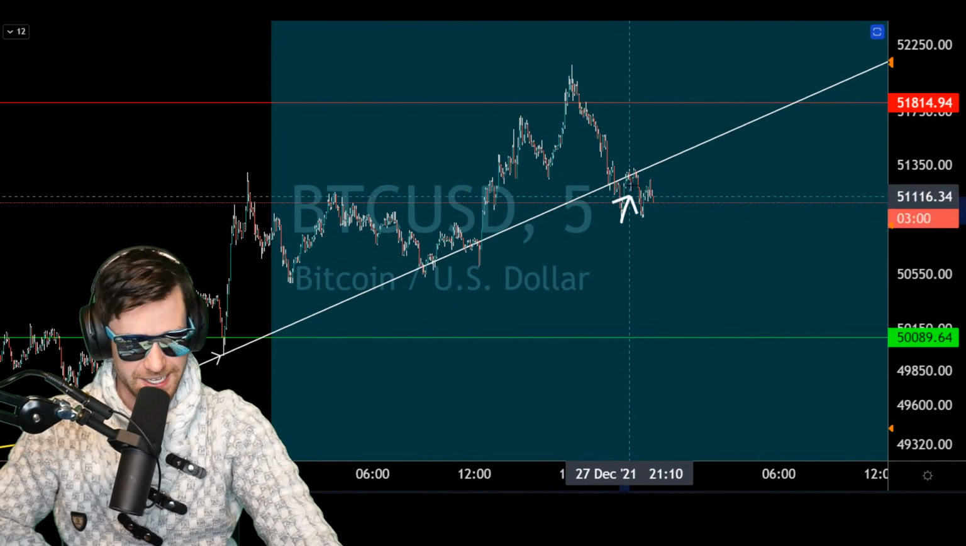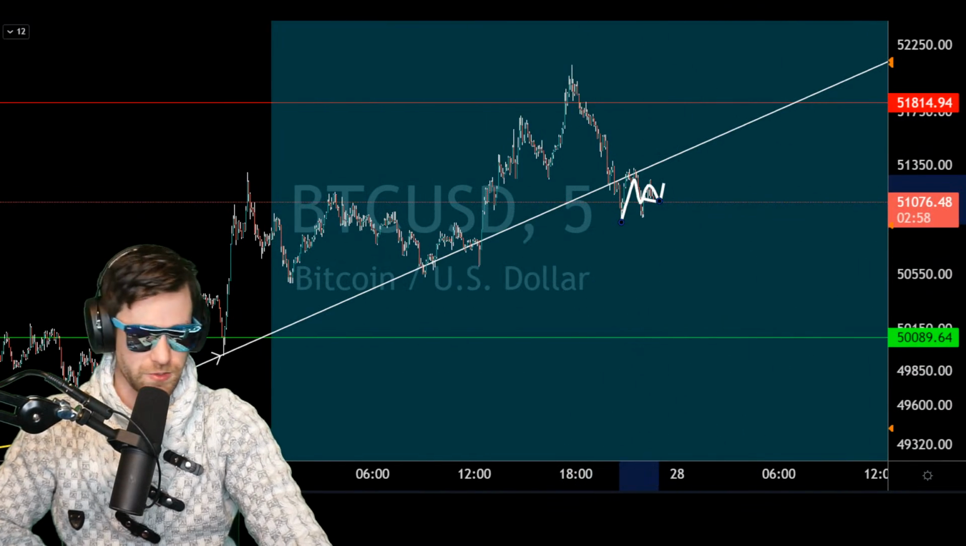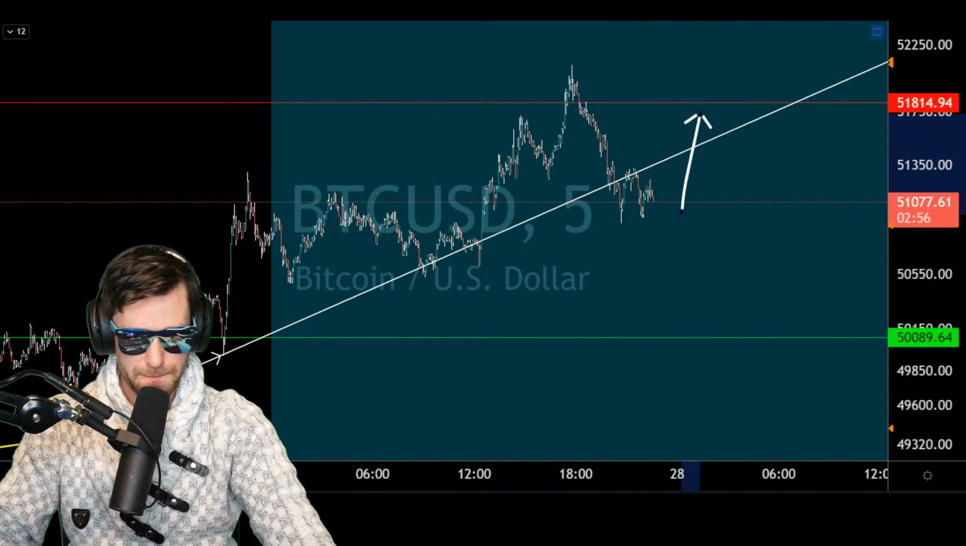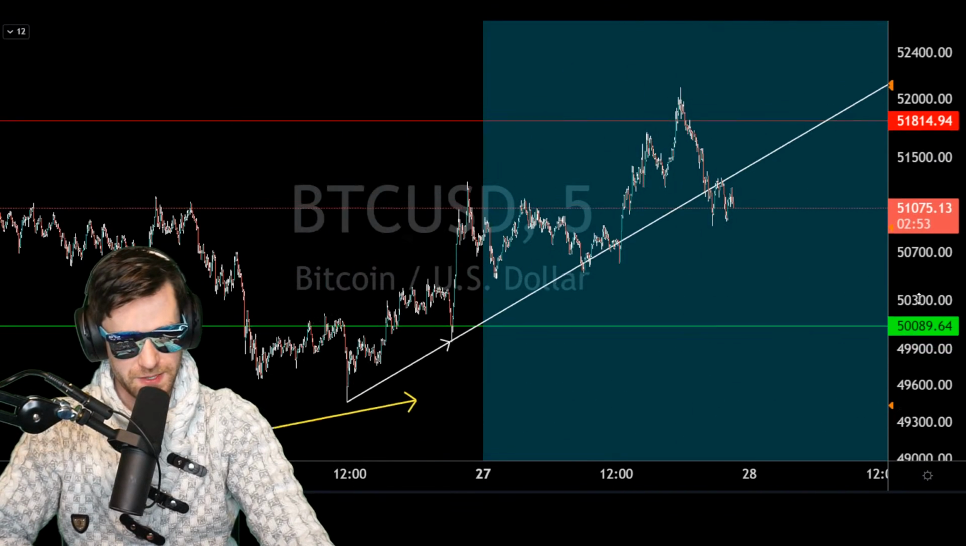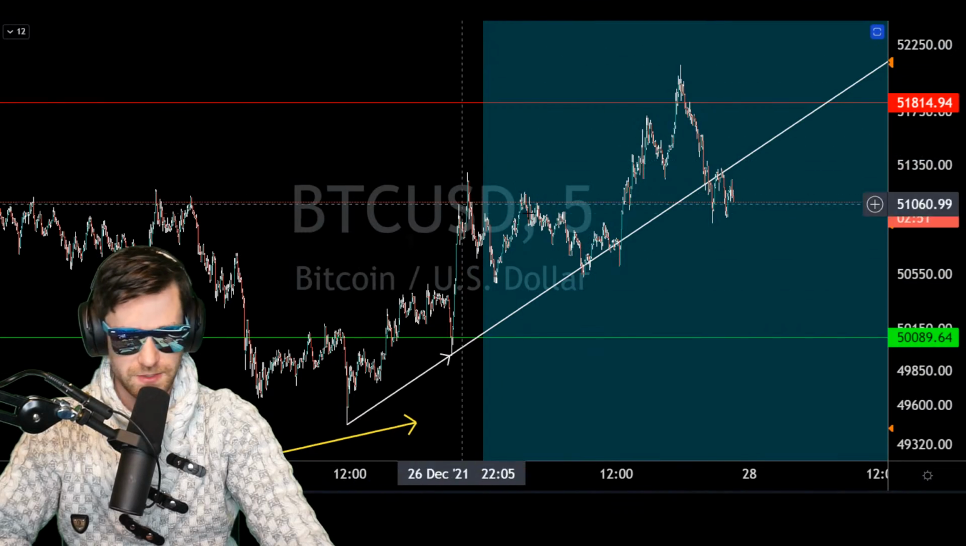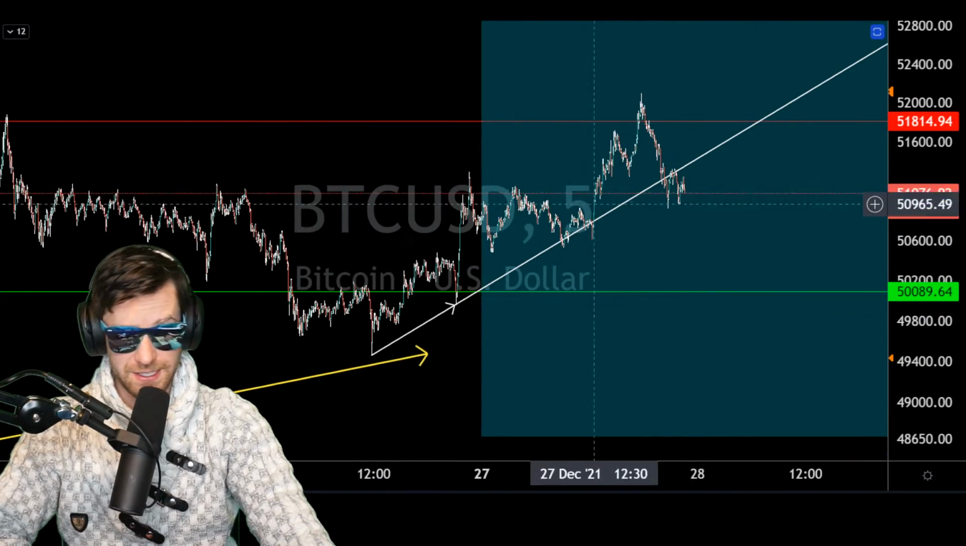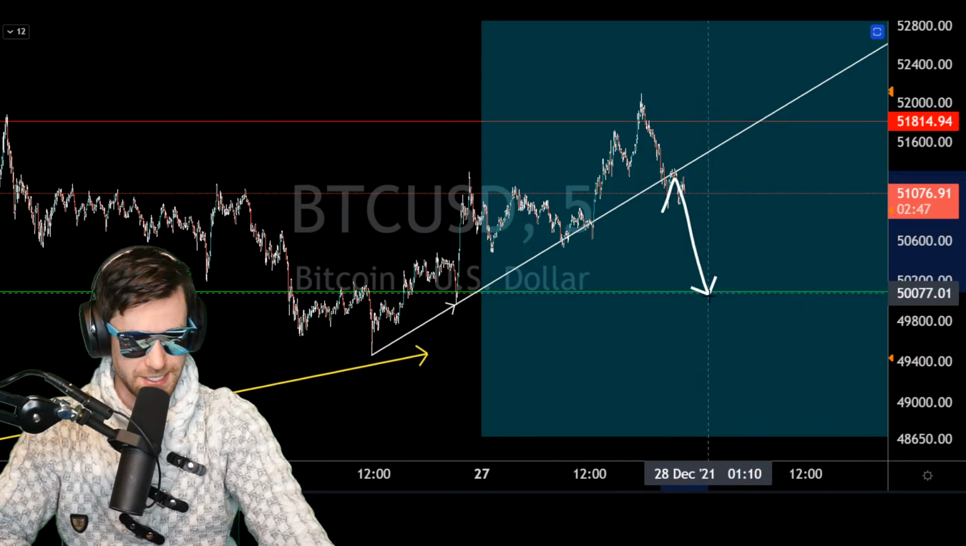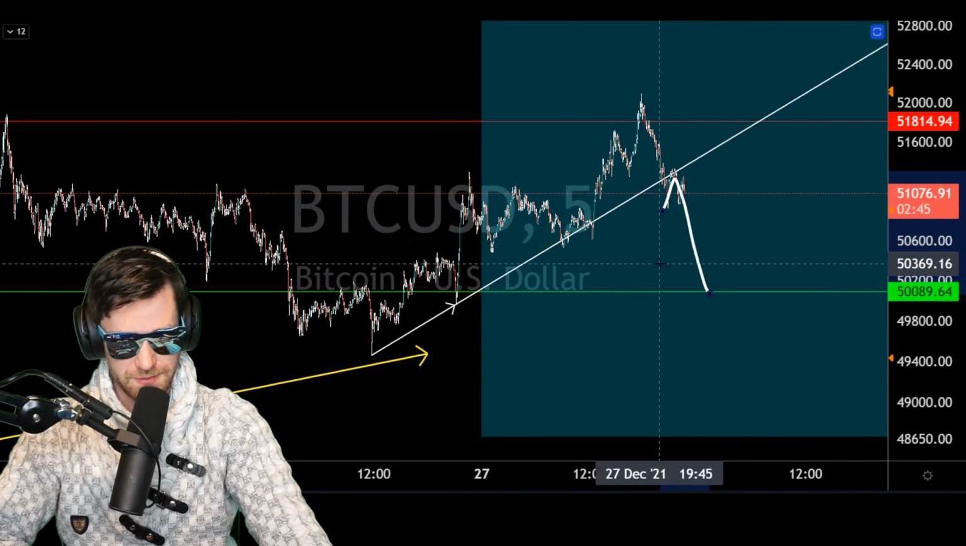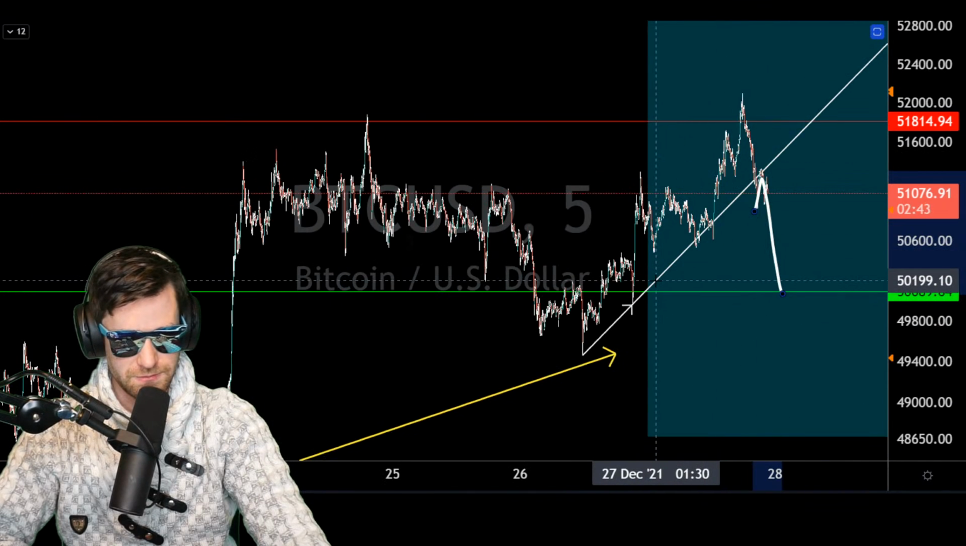And to see this hanging out here, not really making lower lows or higher highs, I think she's going to want to push back above that trend line. We'll find out soon enough. But the fact that there wasn't instant sellers back to 50,000 here is a good sign. That's a good sign.